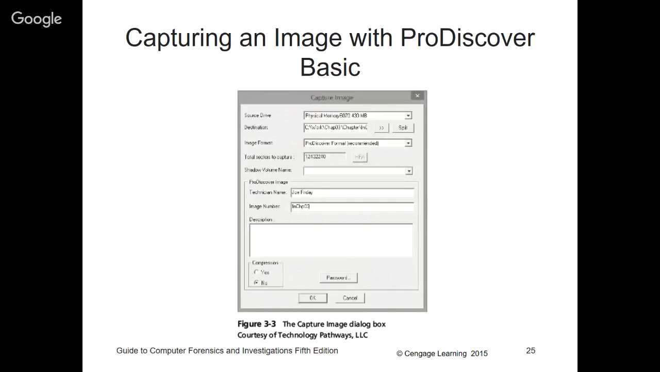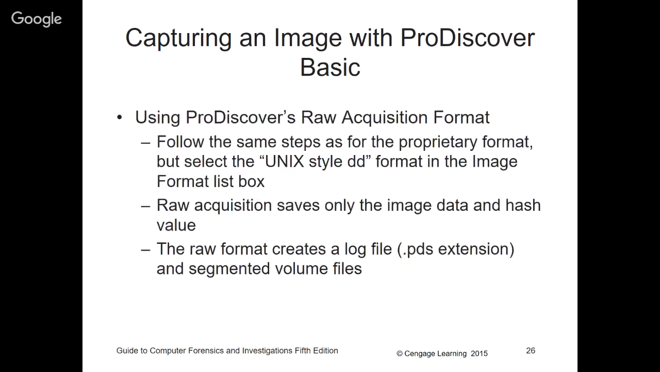Destination, the format. ProDiscover format is recommended. That's what's set by default. You are the technician, and the image number would be chapter 3. You can then choose compression, no compression, and a password. All right. Using the raw acquisition format, you do the same steps as you did for the proprietary format, but you'll select Unix style DD.